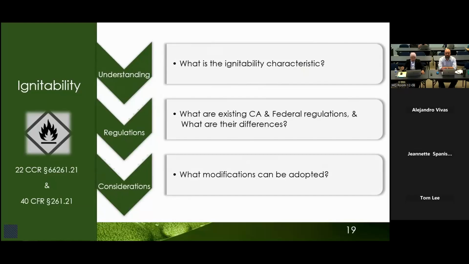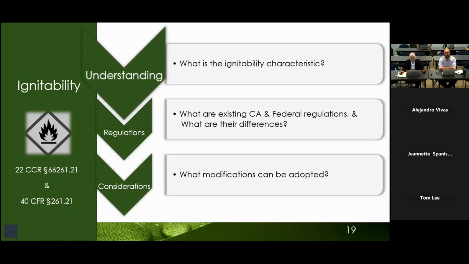Now, the analogous criteria for federal regulations is codified in Title 40, Section 261.21 of the Code of Federal Regulations. This characteristic is important because ignitable waste carries a significant fire risk, which is a key factor in hazardous waste classification. The way we will go from here is first, we will build an understanding of what is the characteristic of ignitability.